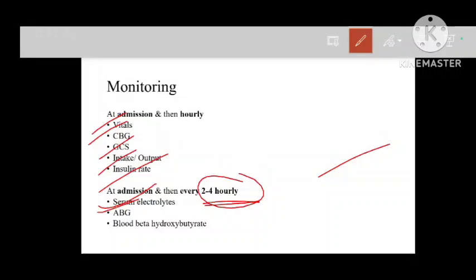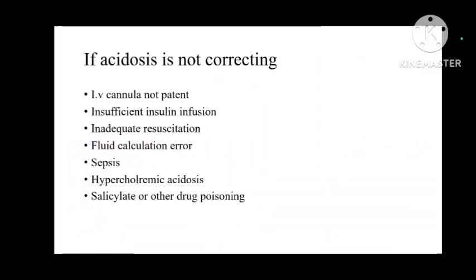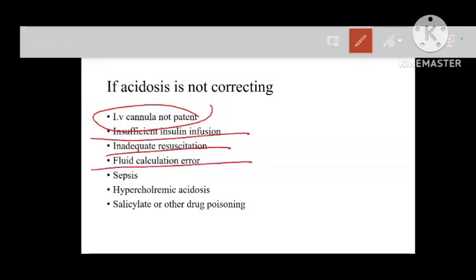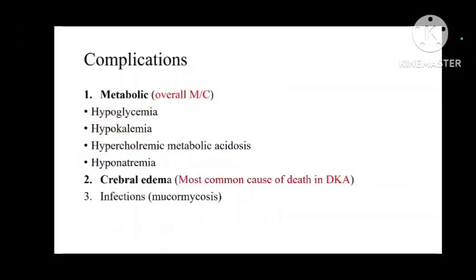Now, serum electrolytes, ABG and beta-hydroxybutyrate. If acidosis is not correcting, then IV cannula not being patent, insufficient insulin infusion, inadequate resuscitation, fluid calculation error, sepsis, hyperchloremic acidosis, salicylate or other drug poisoning should be considered.